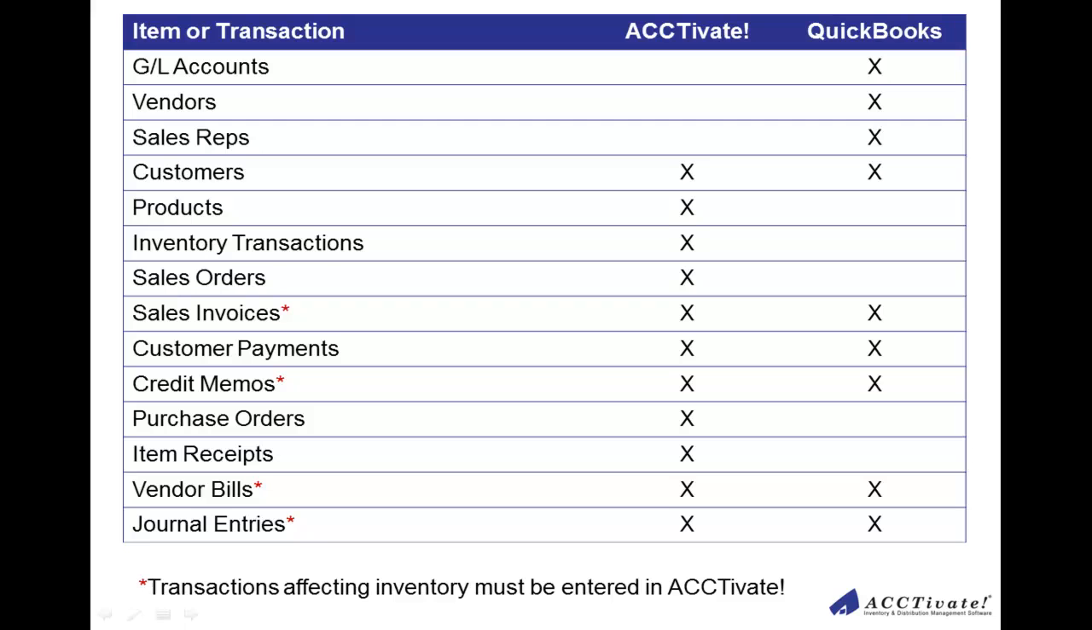And to expand on that Venn diagram a little bit, this is a chart. I'm just going to put it up here for a few minutes, just to give you an idea of the responsibilities of ACCTivate and QuickBooks. Again, QuickBooks is responsible for the general ledger, so the GL accounts would be entered in QuickBooks, managed in QuickBooks, and that's the only place you're really going to manage that information. And the same goes with vendors.